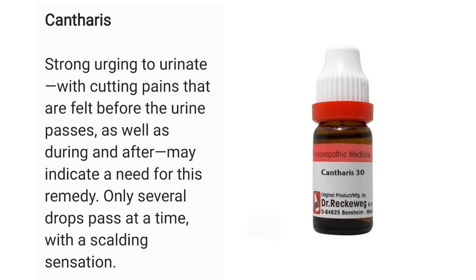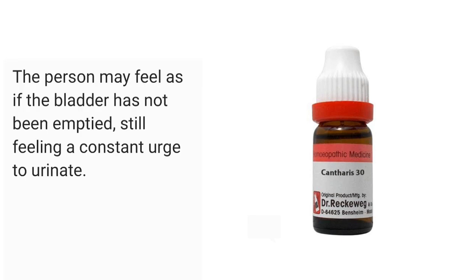So the first very effective homeopathic remedy for UTI is Cantharis. Only several drops passing at a time with a scalding sensation is a peculiar symptom, and in Cantharis, the person may feel as if the bladder has not been emptied, still feeling a constant urge to urinate. Cantharis can be taken in 30 potency daily one time.